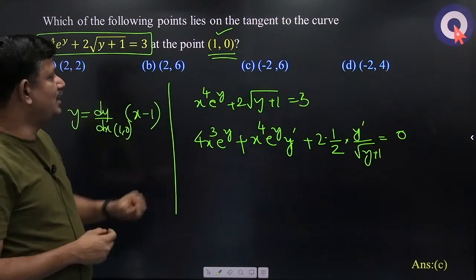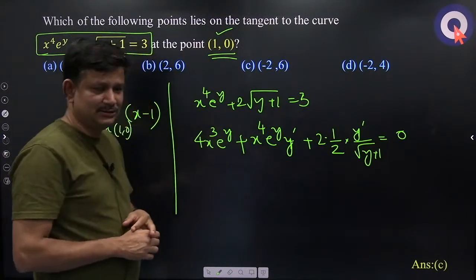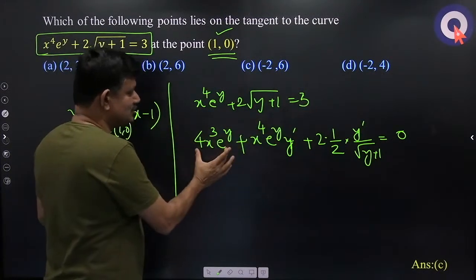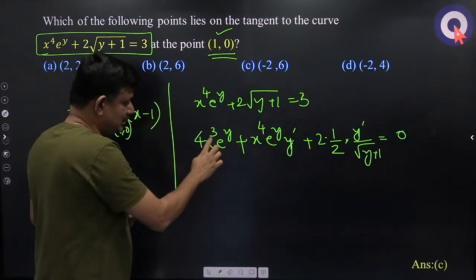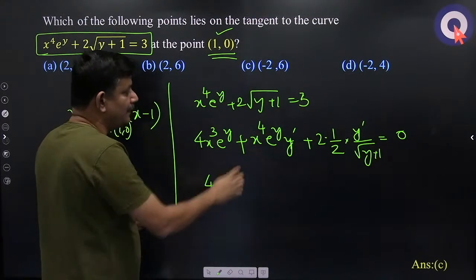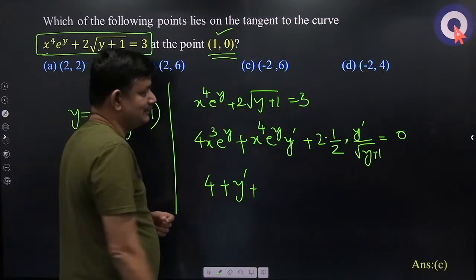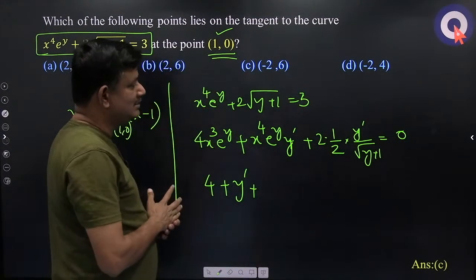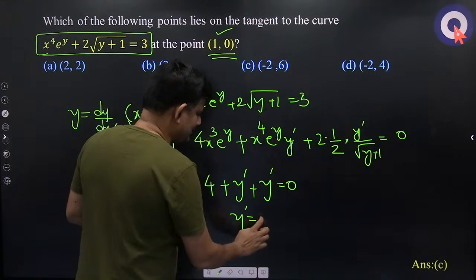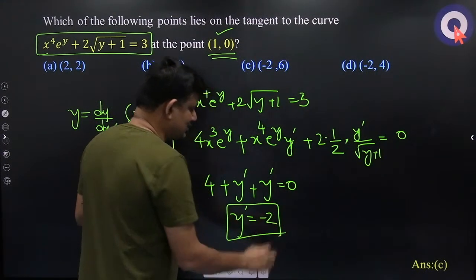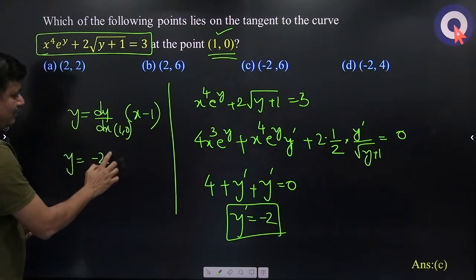Now at which point do I have to find it? (1, 0). In such questions, you can put (1, 0) in parallel. Instead of writing all of this, once you have found this term, you can substitute right there. So x is 1, y is 0, e to the power 0 is 1, 1 cube is 1, so this is 4. 1 to the power 4 is 1, e to the power 0 is 1, y dash plus 2 gets cancelled, y is 0, so y dash plus 2 is equal to 0. This implies y dash is equal to minus 2. So the tangent slope is minus 2. Substituting minus 2 here, y is equal to minus 2 into x minus 1.